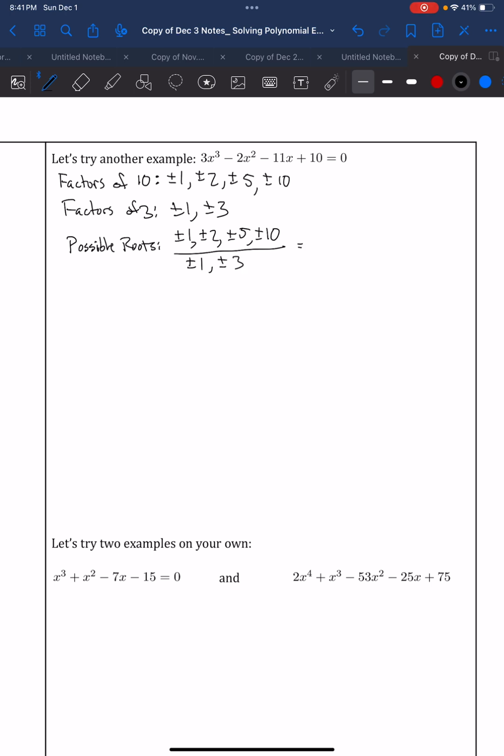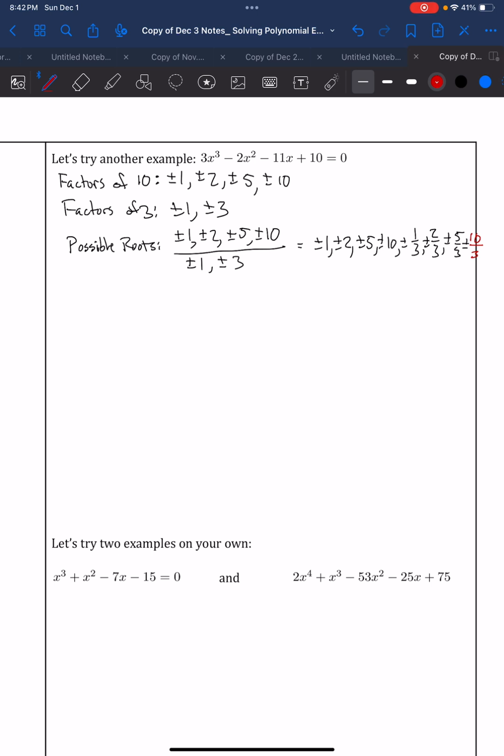So we could have 1, 2, 5, or 10 over 1, so we get plus or minus 1, plus or minus 2, plus or minus 5, plus or minus 10, and then plus or minus 1/3, plus or minus 2/3, plus or minus 5/3, plus or minus 10/3. Let me write that in red so it shows up. Plus or minus 10/3 there. So those are the possible roots.